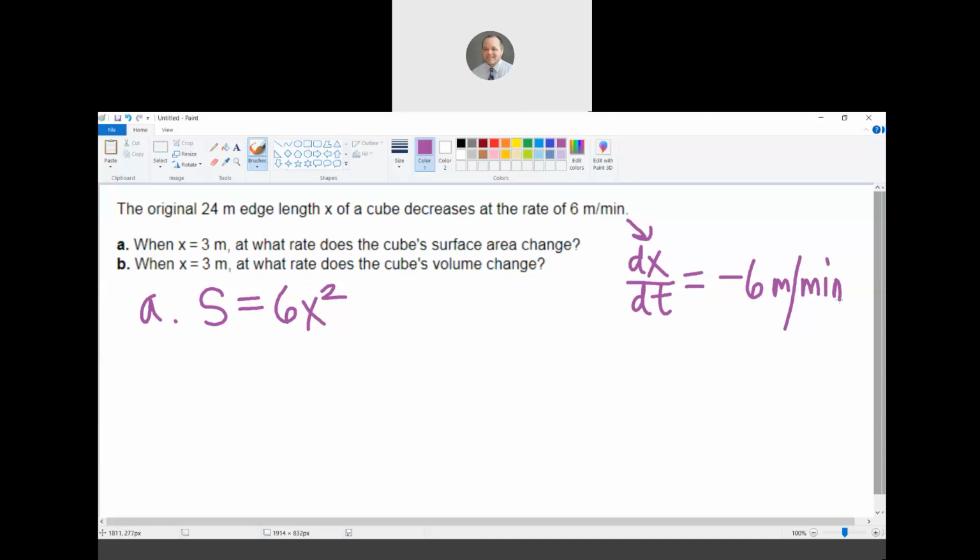Now, let's take the first derivative of both sides of our formula. The derivative of s with respect to t is just ds over dt. And going back up here, at what rate does the cube's surface area change? That is ds over dt. That's what we're looking for in part A.